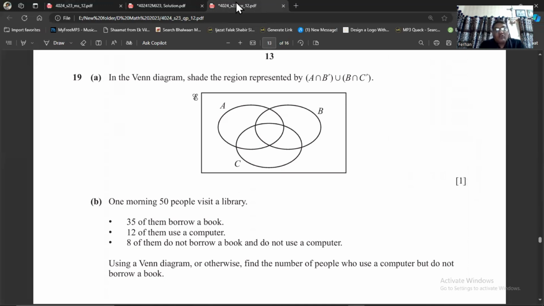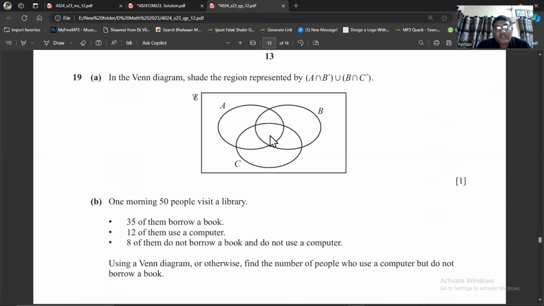So question number 19 on your screen, it's A part. The Venn diagram shade the region represented by A intersection B complement union B intersection C complement. So first of all, A intersection B complement. B complement, you have to remain outside the B and its common portion with the A, and that will be this portion. Then you will have C complement, its common portion with the B, and that will be this portion. Then you will have to find their union.